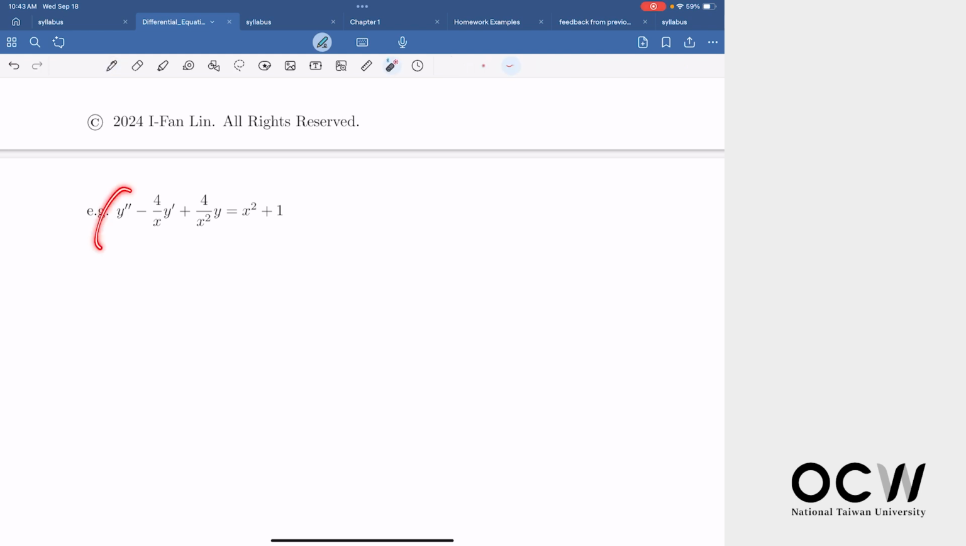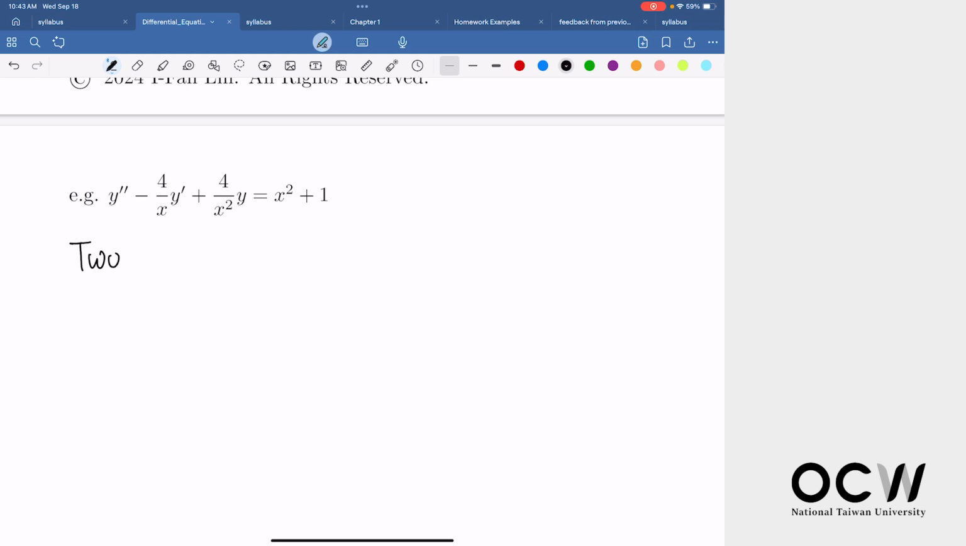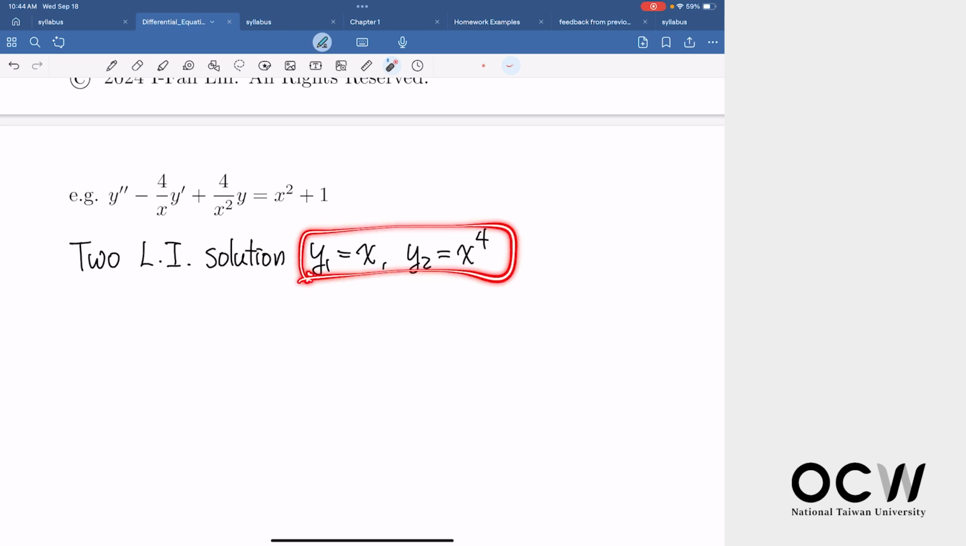We know that we can use the Euler equation to find the homogeneous solutions. Here are the two linearly independent solutions: y1 is x, y2 is x to the fourth. Now I need to use these two to find the particular solution. Okay, so u of x times y1 and v of x times y2.